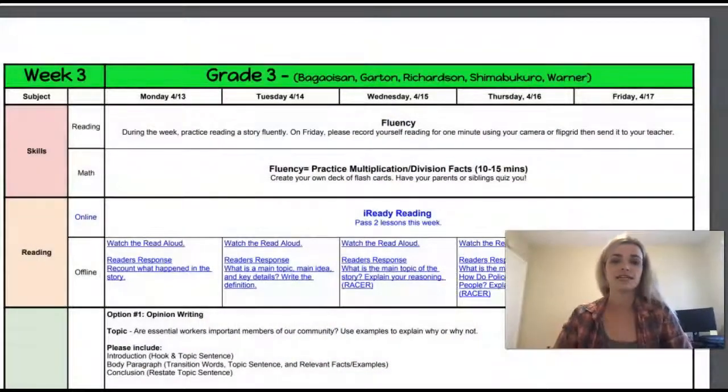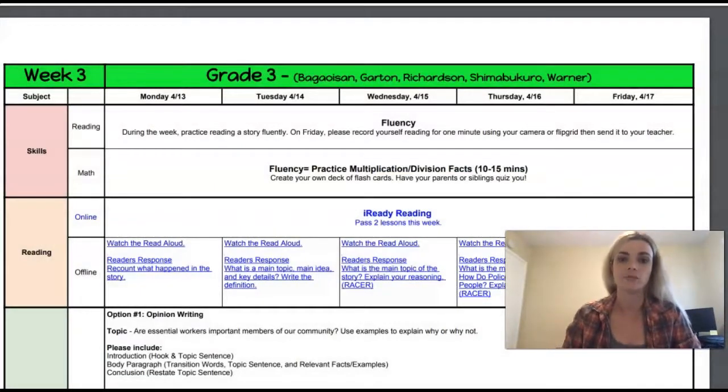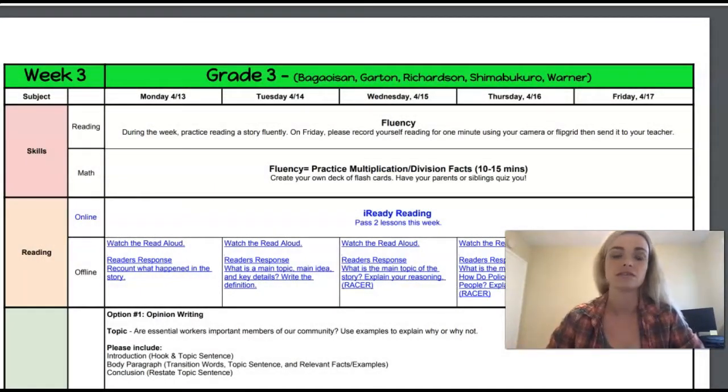All right, so looking at our schedule for this week, we're going to start off with your skills, which is going to be different this week because not only are you doing a math skills every day, but you are going to be doing a reading skills every day. So this is similar to what you've been doing over the last couple weeks.